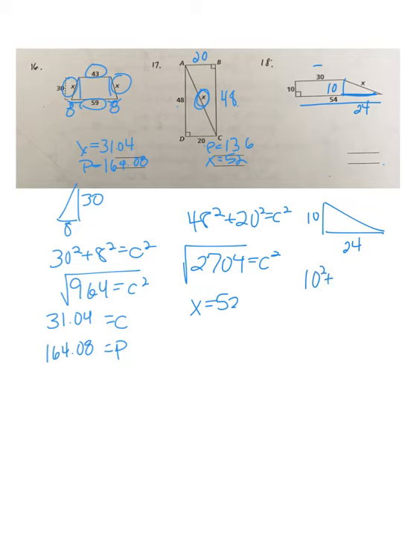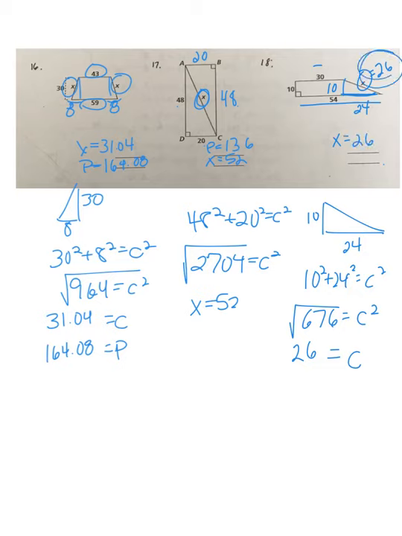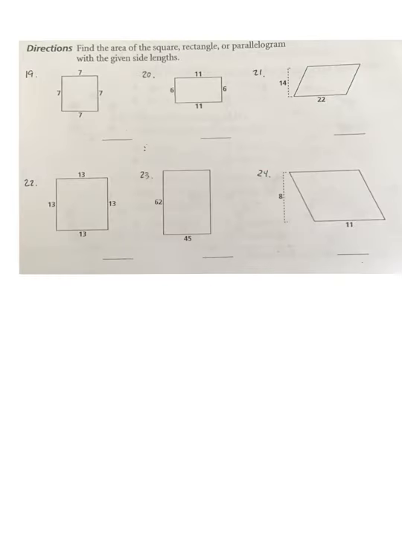So we're going to do 10 squared plus 24 squared equals C squared. 10 squared plus 24 squared equals 676. Take the square root of that, and your C equals 26. So this here is 26. Once you find that, add that 26 plus your 30 plus your 54 plus your 10 to find the perimeter of 120.